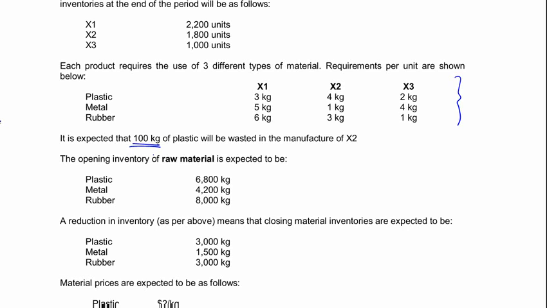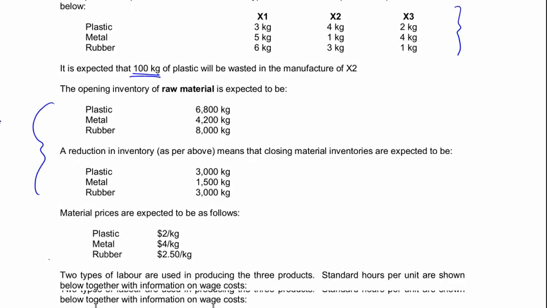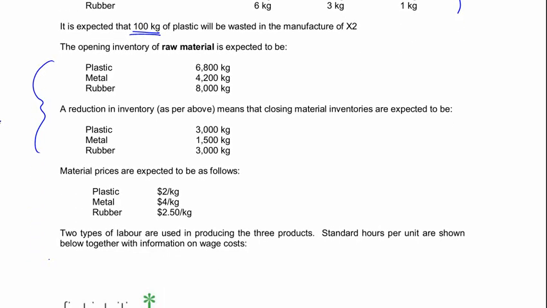The opening inventory of raw material is expected to be as follows. So we've got raw material inventory as well as finished goods inventory, and again we're expecting to have a reduction in inventory of raw materials as we go through the period. We're told what the prices of the materials are, $2, $4 and $2.5 a kilogram respectively for plastic, metal and rubber.